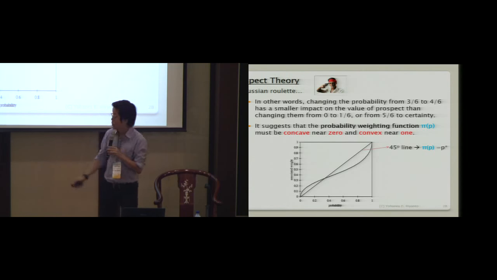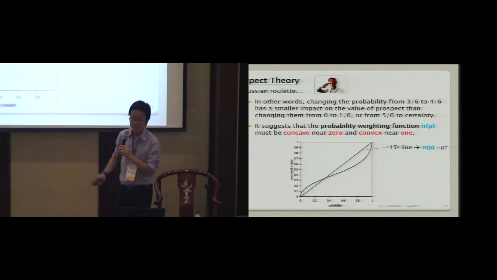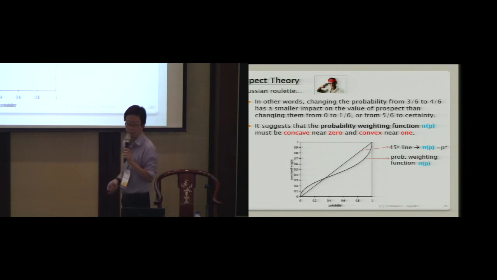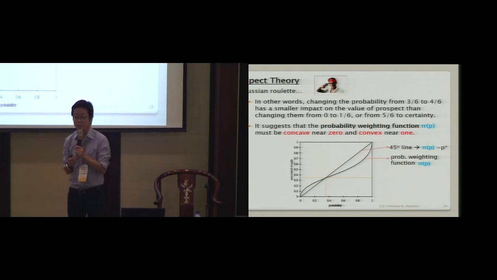So that's the 45-degree line. That's when we get into expected utility, because the probability enters linearly. Here we have a function, which is this one here. So what is the implication of this? It has a lot of implications, also for environmental economics.